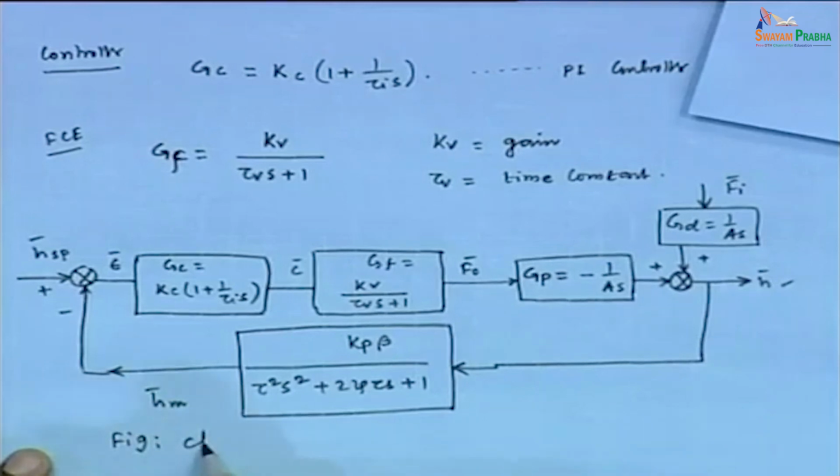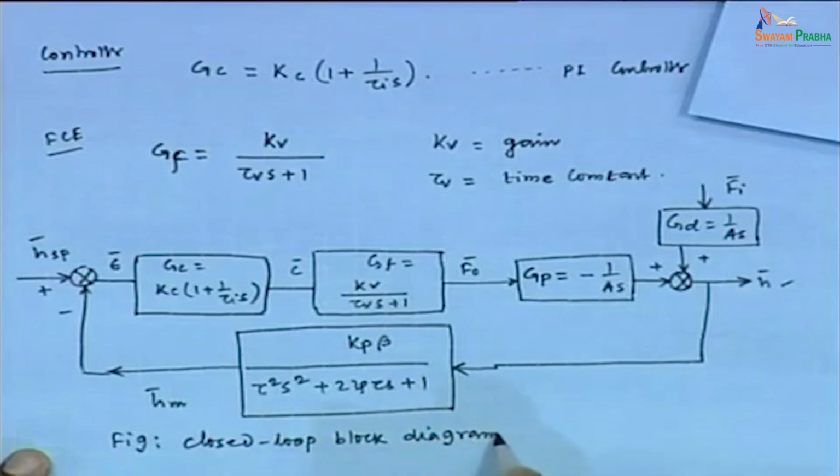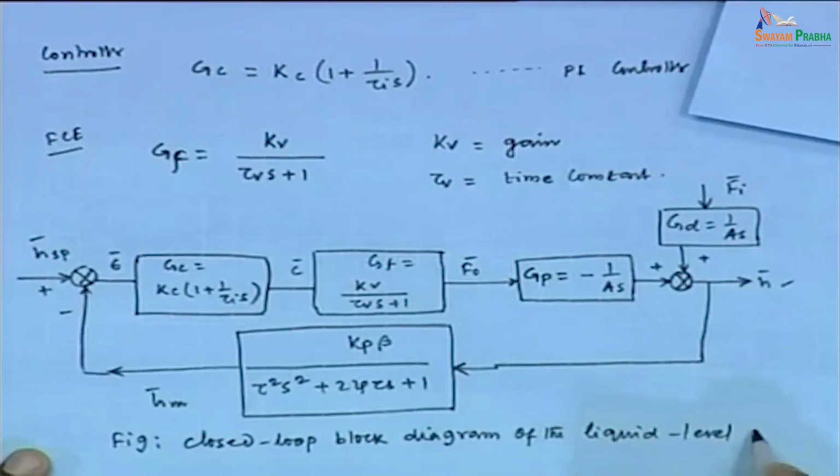This is the closed loop block diagram of the liquid level system.